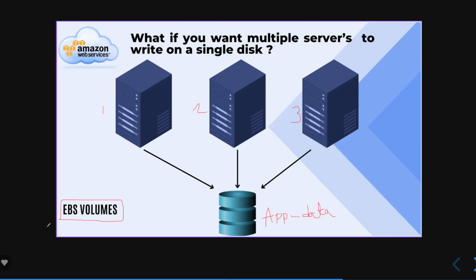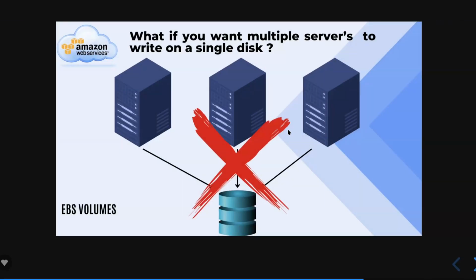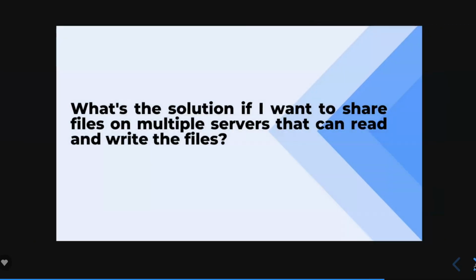But what if you land in a situation where you want to deal with that? That's where today's session is about. If you want to mount like this, it's not possible, and one volume cannot be mounted on multiple servers for read and write. Then what is the solution? What is the solution if I want file shares on multiple servers that can read and write the files? Like my server one should be able to read and my server two should be able to write on the same file. How can we do that?